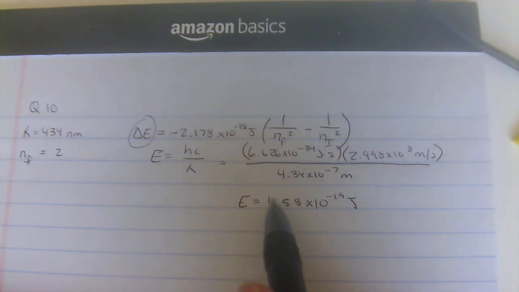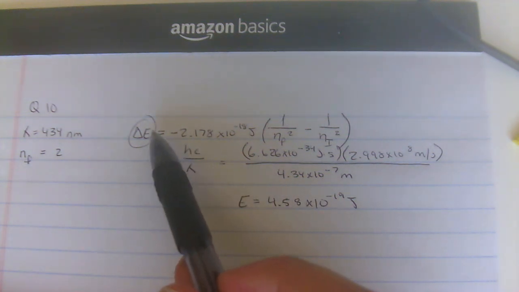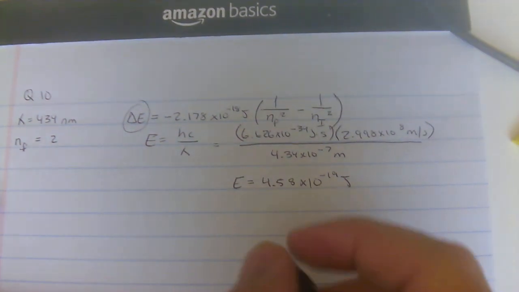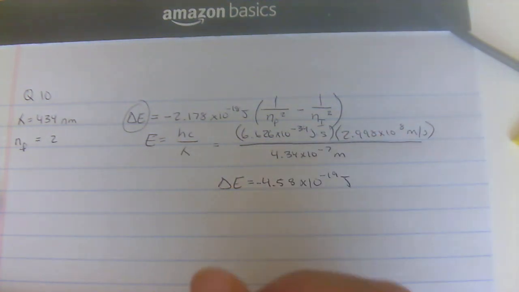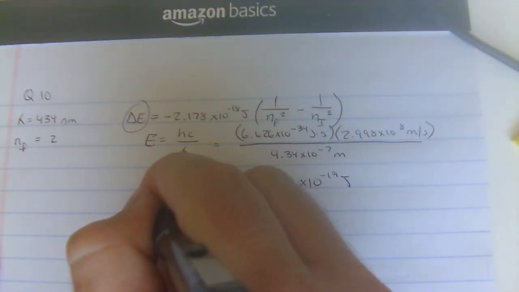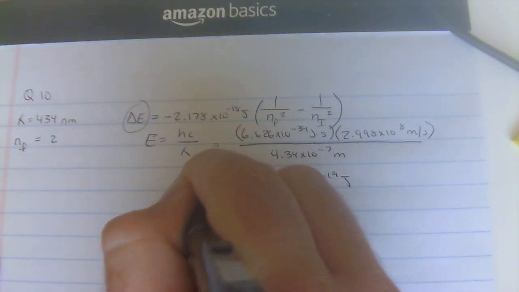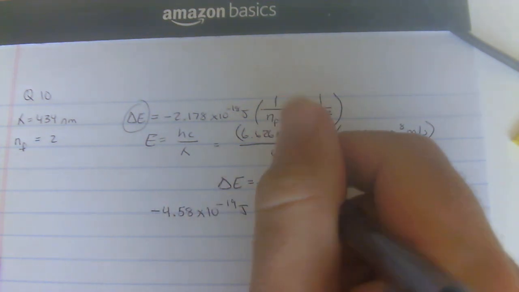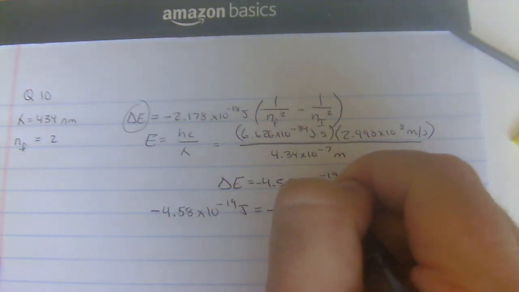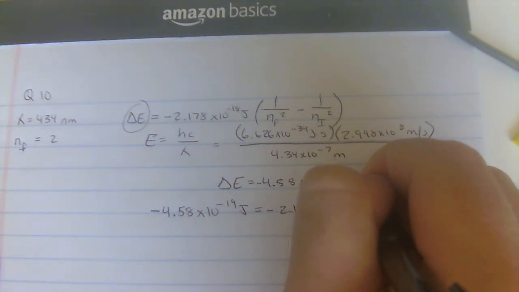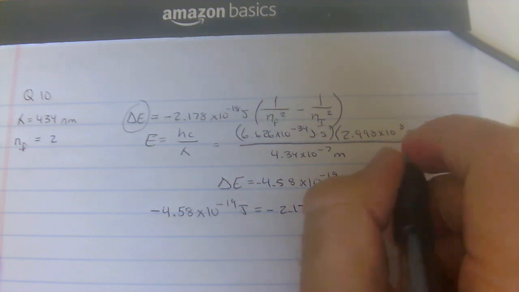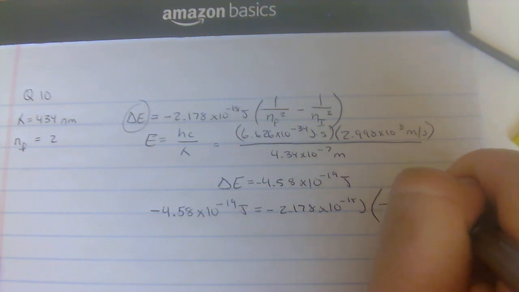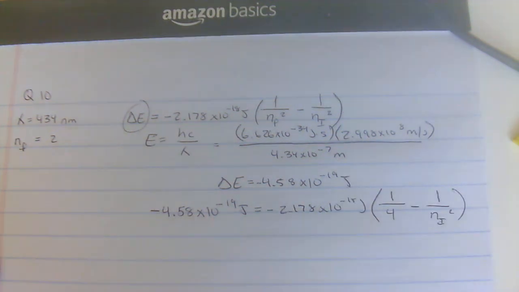And this is the number that we're going to plug back into the Rydberg equation. So that's going to be our delta E. And because it's being emitted, it's going to be a negative number. So delta E is going to be negative this. We plug that in: negative 4.58 times 10 to the negative 19 joules equals negative 2.178 times 10 to the negative 18 joules, and then my nf was 2, so we have 1 over 2 squared, which is 4, minus 1 over my initial state, which is also squared.